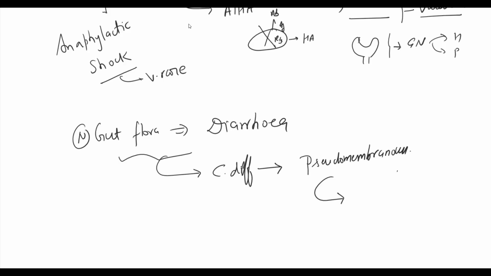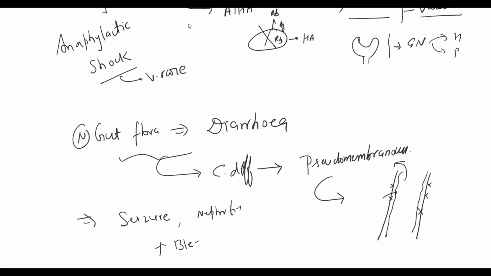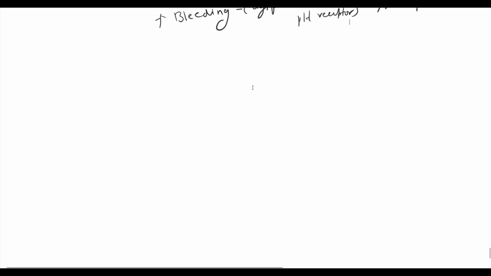Pseudomembrane is formed due to damage of GI mucosa. Protein-rich fluid spreads over the damaged GI mucosa and forms a membrane, which is known as pseudomembrane. Other side effects of penicillin are seizures, nephritis, and increased bleeding tendency due to dysfunction of platelet receptors. In recent times, there is increased resistance to penicillin among microorganisms.